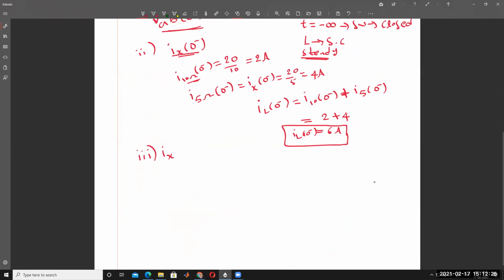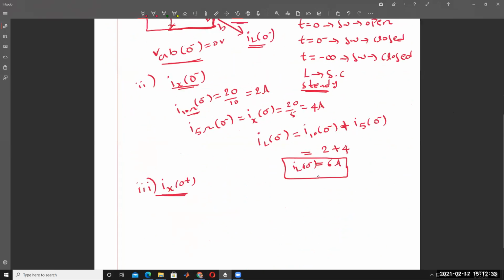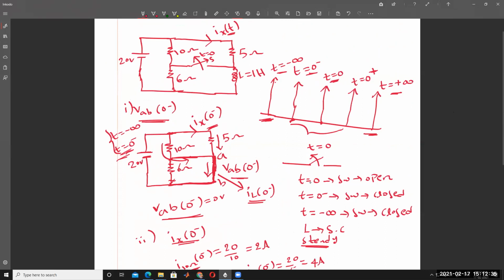Ix of 0 plus. Understood? Ix of 0 plus means T is equal to 0 plus. So what does this 0 plus mean?